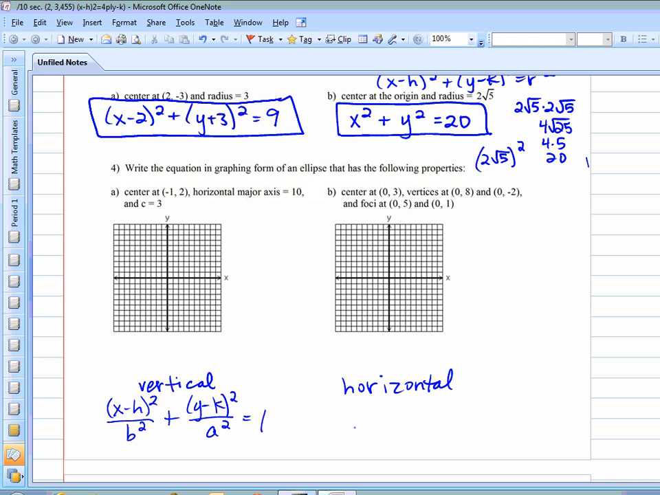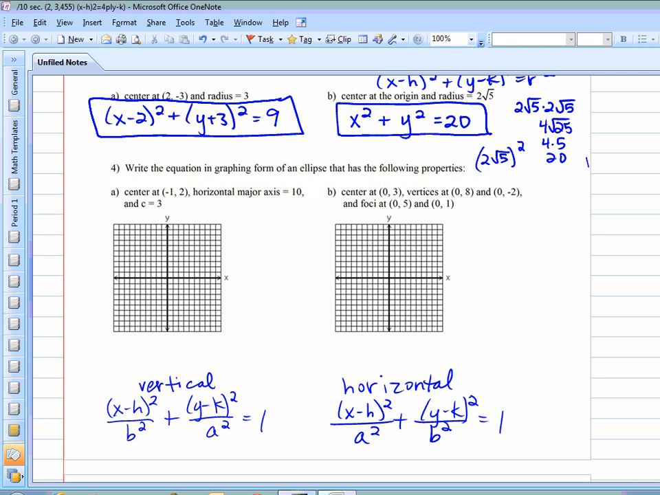So the other would be when it's horizontal, we have still the (x minus h) squared and (y minus k) squared for our numerators, but being horizontal, the a squared is under the x. Whoops. The b squared is under the y.